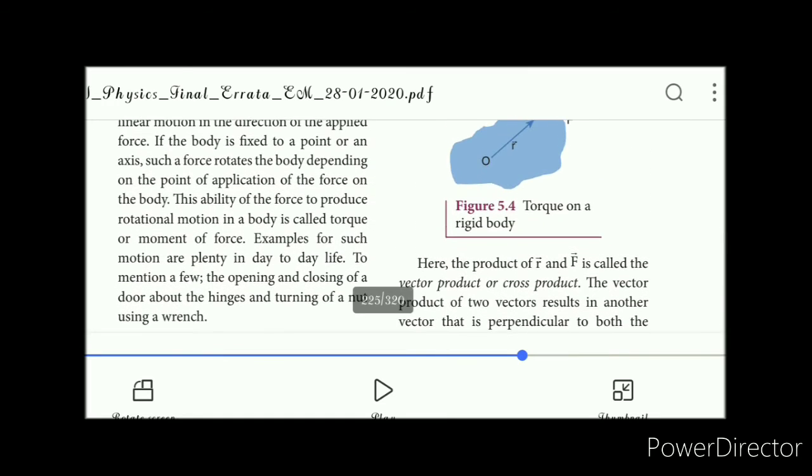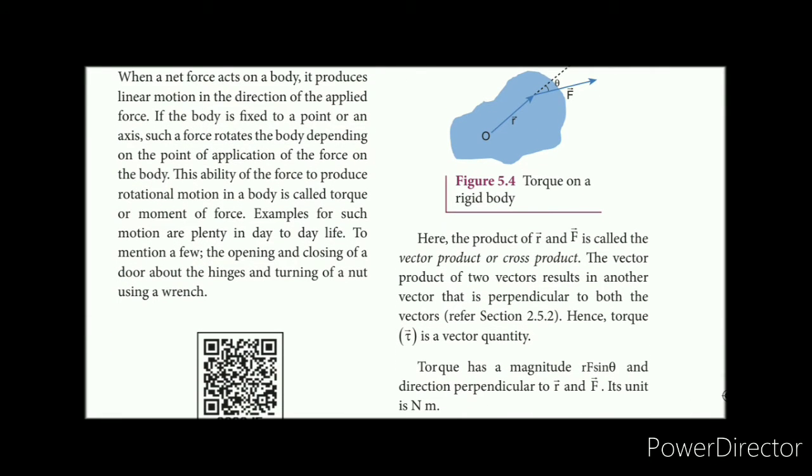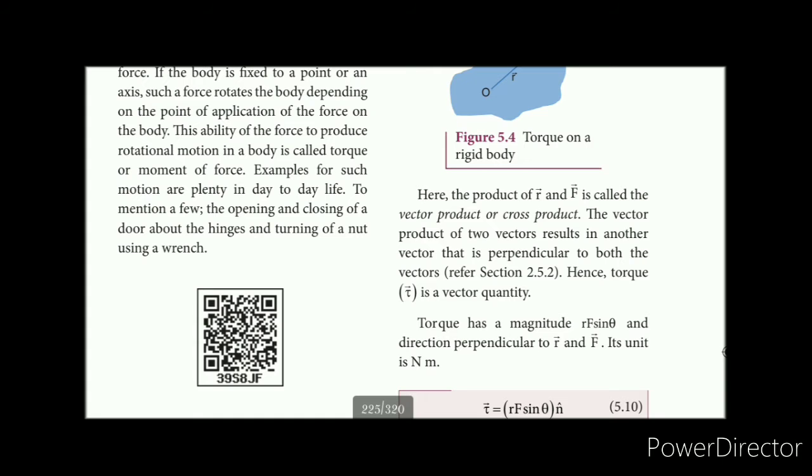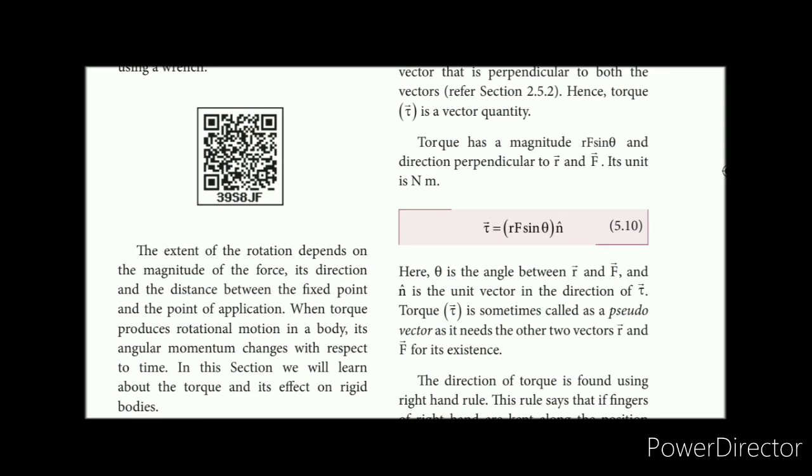So here look at the torque on the rigid body. The product of r, that means distance, and F is called the vector product or cross product. So torque will be equal to r cross F. Tau vector equals r vector cross F vector. The vector product of two vectors results in another vector perpendicular to both. So both are in the cross product.